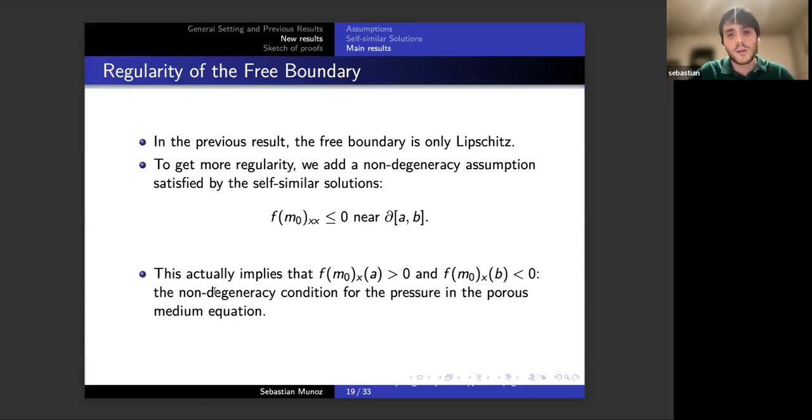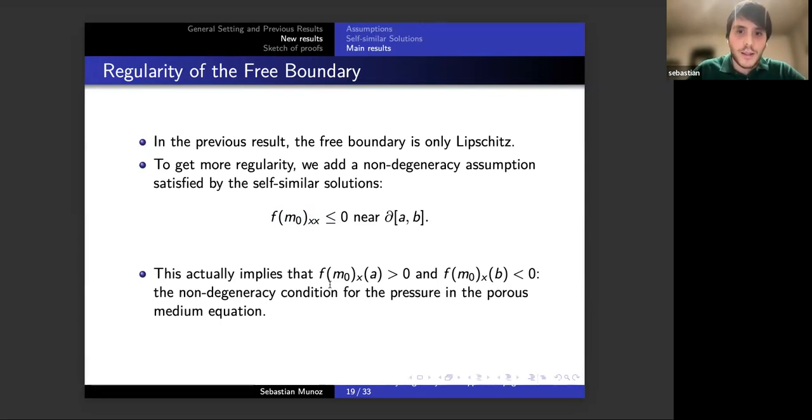I just mention this because this condition, that the pressure falls with a positive slope, is exactly the non-degeneracy condition for the porous medium equation. So in that sense, this second order assumption is natural. Also natural because it's satisfied by the self-similar solution itself. Okay.